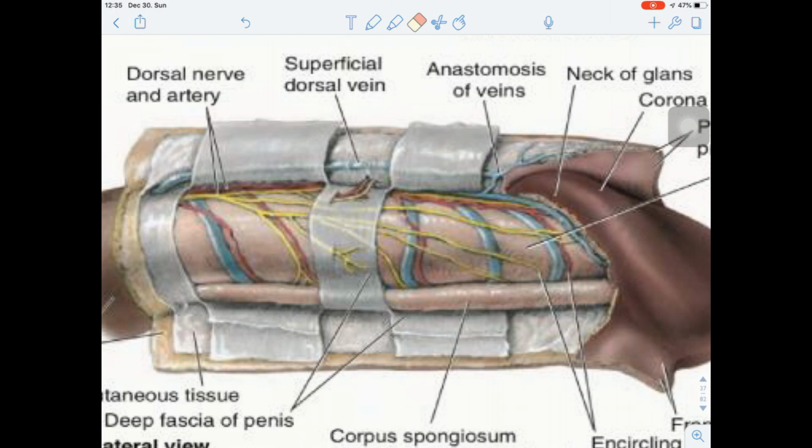That was the superficial one. Here's the superficial one. The deep perineal fascia, we say now, is continuous with the deep fascia of the penis. Superficial with superficial, deep with the deep.